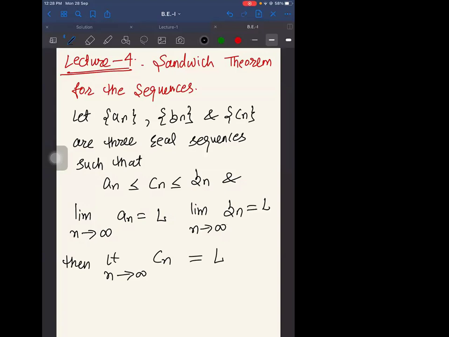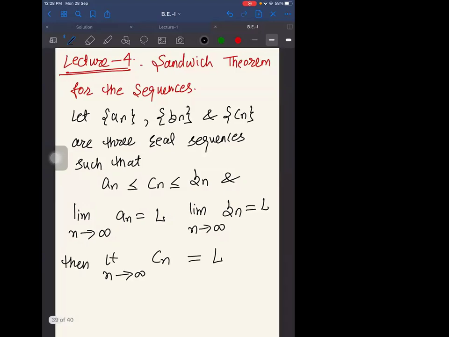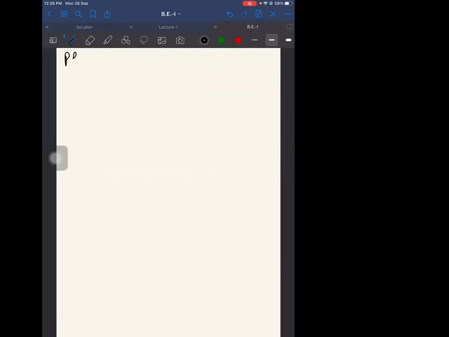Otherwise, I don't think the proof is that necessary, but just in order to make you feel convinced about how it works, right? So let's start the proof.